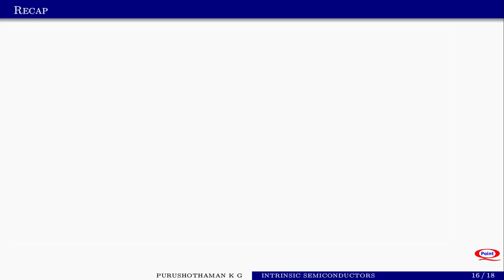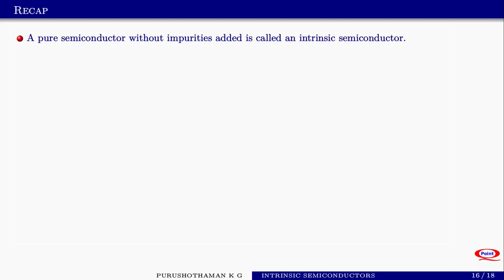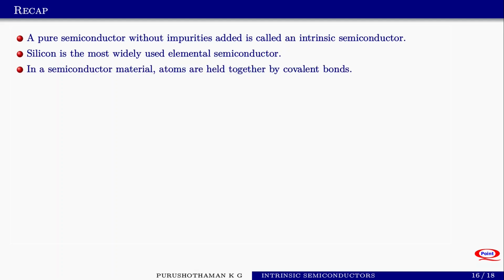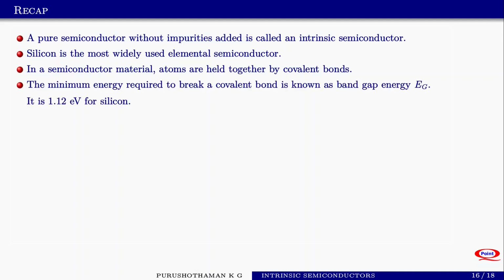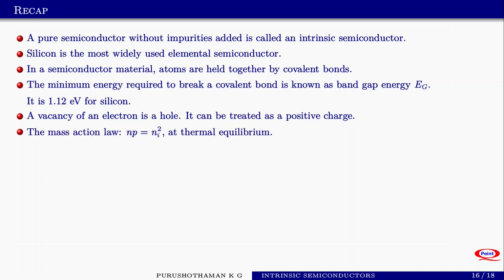Now we will recap the important points. A pure semiconductor without impurities added is called an intrinsic semiconductor. Silicon is the most widely used elemental semiconductor. In a semiconductor material, atoms are held together by covalent bonds. The minimum energy required to break a covalent bond is known as the band gap energy Eg. Eg is equal to 1.12 electron volt for silicon. A vacancy of an electron is called a hole. It can be treated as a positive charge.